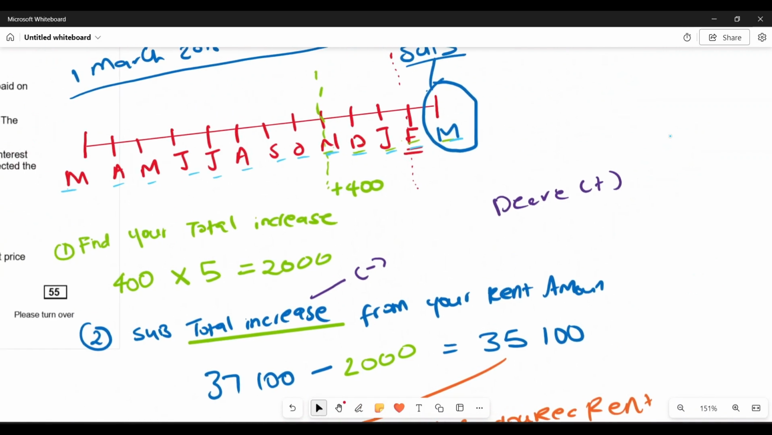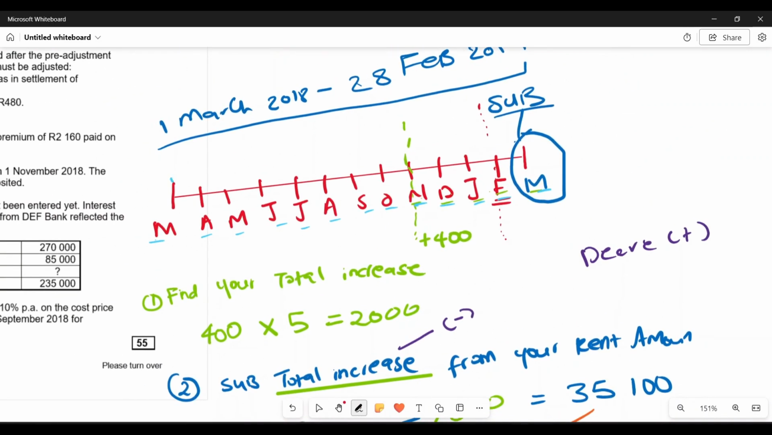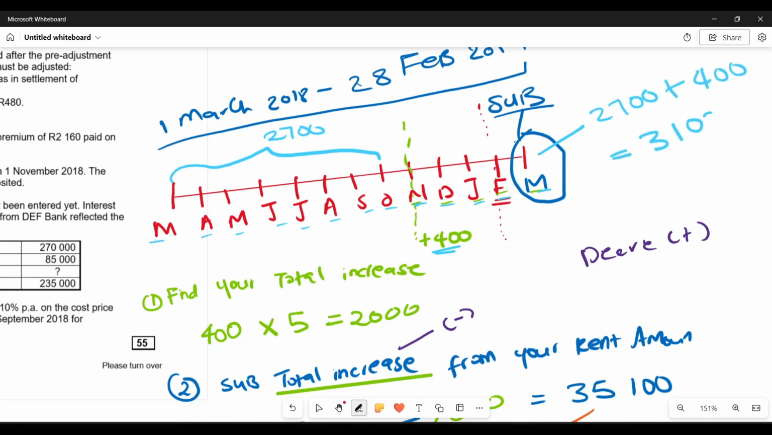Now, this is helpful. It means that the rent from this point up until this point, it was 2.7. Moving forward, it was increased by 400. Now, what is it that we're trying to calculate here? The rent for March. And on March, there was already an increase of 400, meaning that the rent for March would be the 2.7 plus the increase of 400. So as a result, our rent for March would be equals to 3,100.